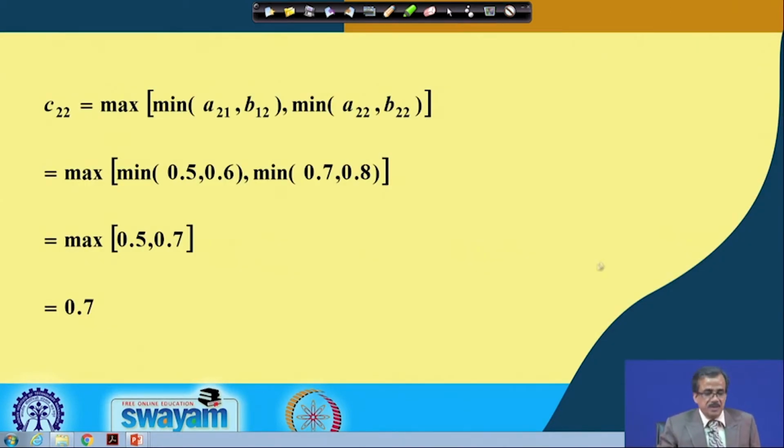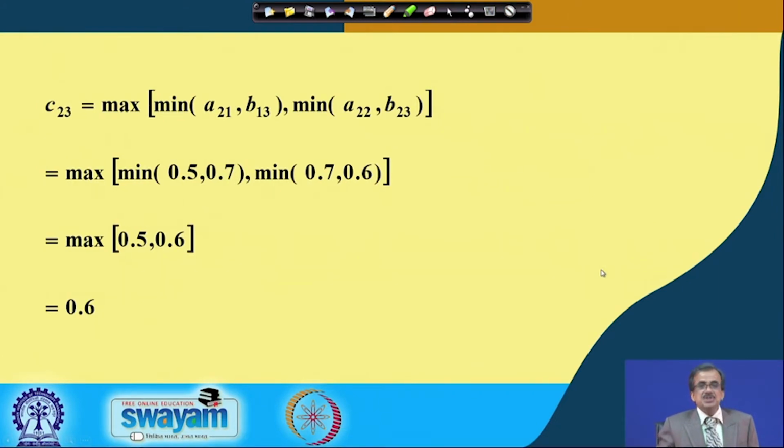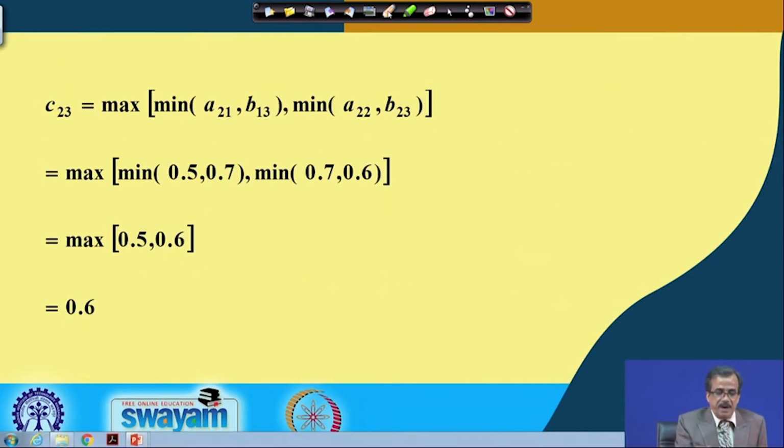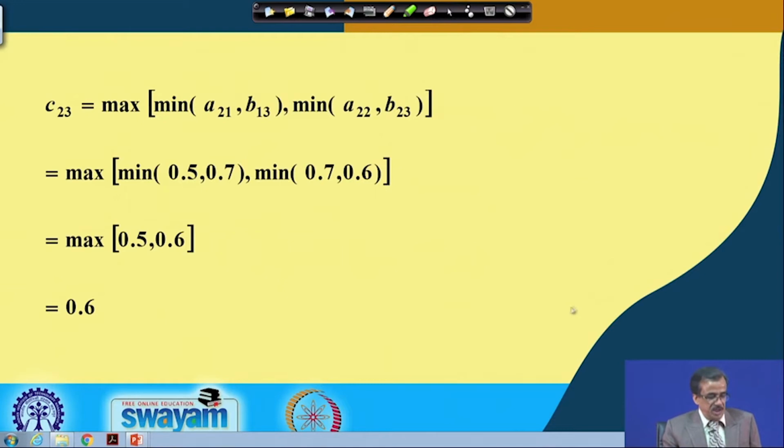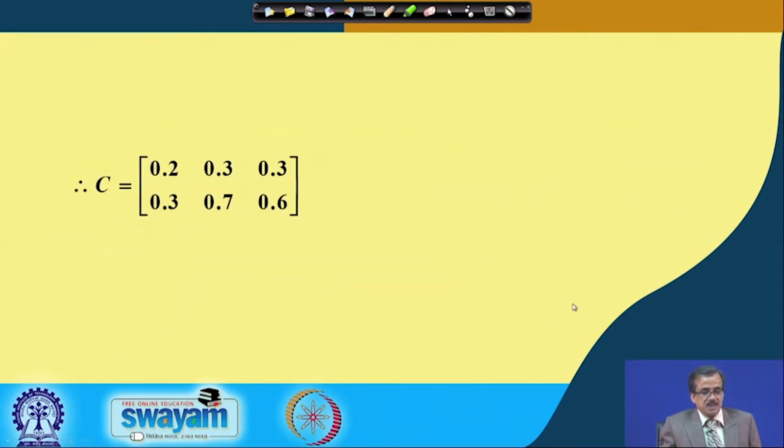Now, the next is C23. I can find out what this C23 is. This is nothing but this particular expression. Substitute the numerical values, you will be getting this. Find out the maximum between 0.5 and 0.6. So, you will be getting your C23 as 0.6.